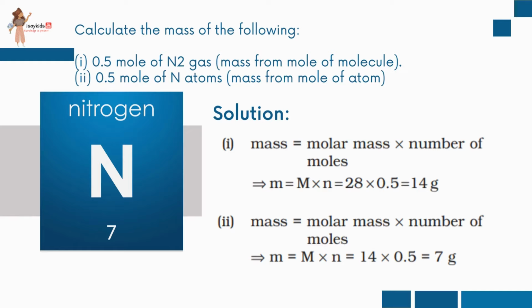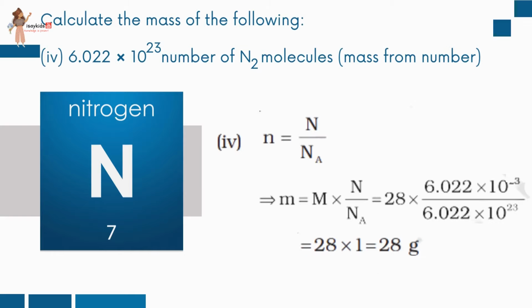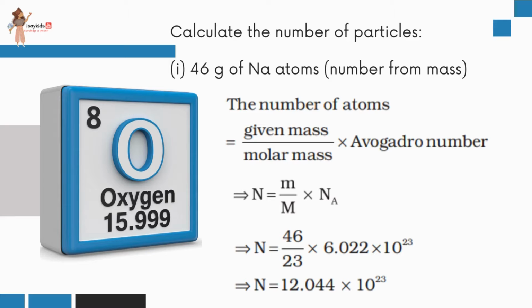Similarly, for 0.5 mole of nitrogen gas, mass is equal to molar mass into number of moles. We are given 3.011 × 10^23 nitrogen atoms. So to calculate the number of moles, we divide the given number of particles by Avogadro number, and so forth.